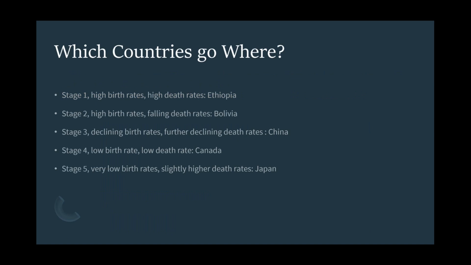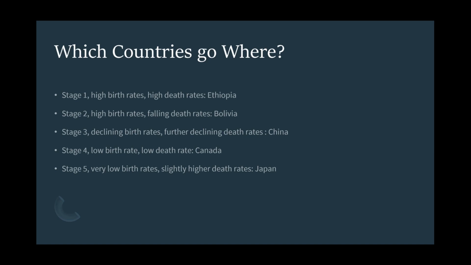So, just some examples of certain countries which might go into the different stages. So stage 1, high birth rates, high death rates, is a country like Ethiopia. Some of the majority countries in the world which haven't developed good healthcare for whatever reason have fallen into either stage 1 to 2. And then stage 2, high birth rates, falling death rates, is a country like Bolivia. Then stage 3, declining birth rates and further declining death rates, is a country like China. They've had a lot of policies in place which have affected the population, both population density and the birth rates within the country, which we'll get to later on in the chapter.